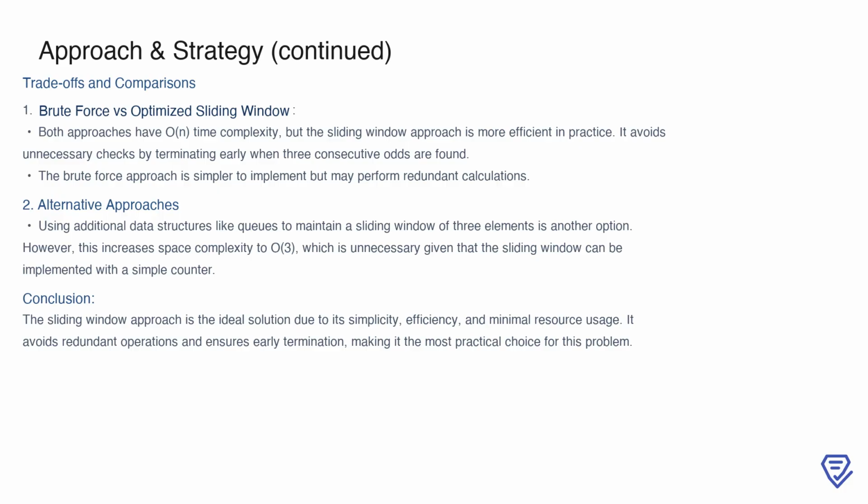While alternative methods using data structures like queues could also solve this problem, they would increase the space complexity unnecessarily. For example, maintaining a queue of 3 elements would require extra memory, which isn't needed with the counter-based sliding window solution. Overall, the sliding window approach strikes the best balance between simplicity, efficiency, and resource usage, making it the most practical choice for this problem.